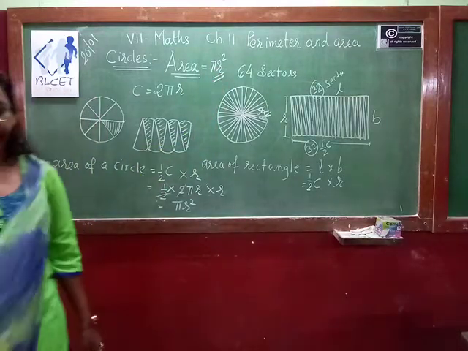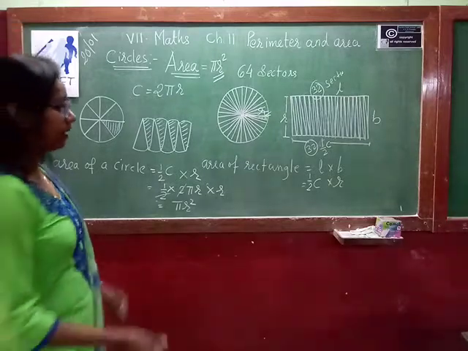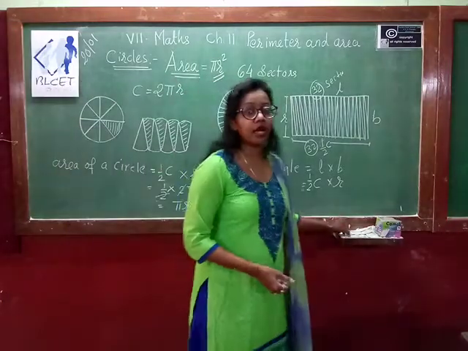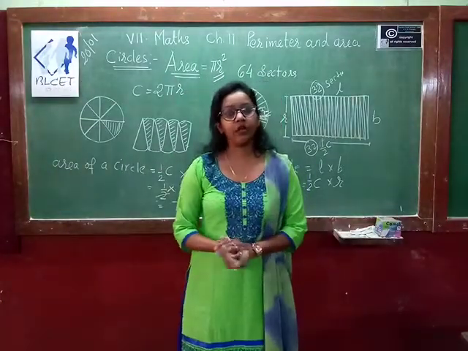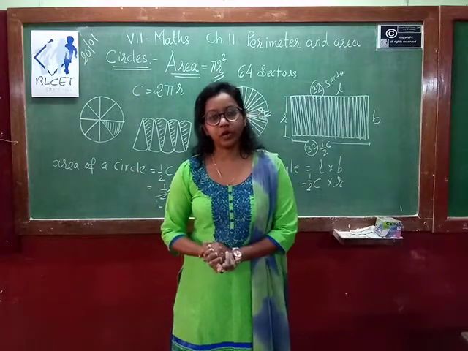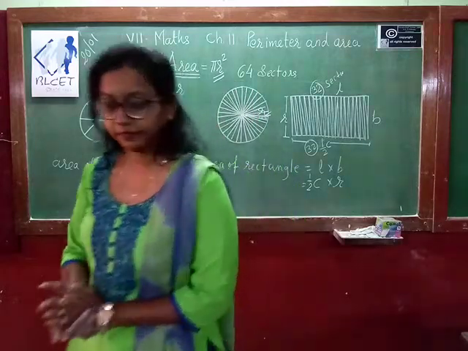So we have seen how to find the perimeter, or you can say circumference, and how to find the area of a circle. On the basis of this, we now see the solved examples. Thank you.